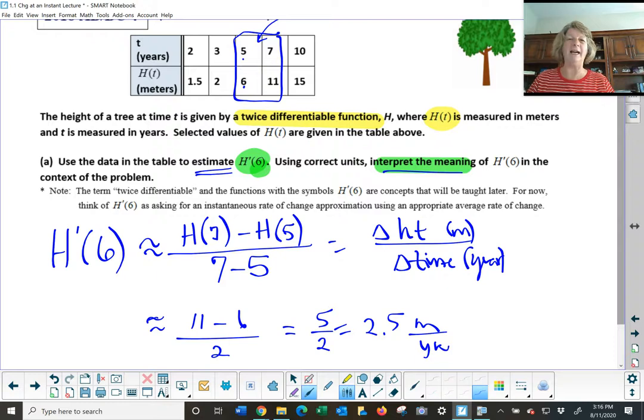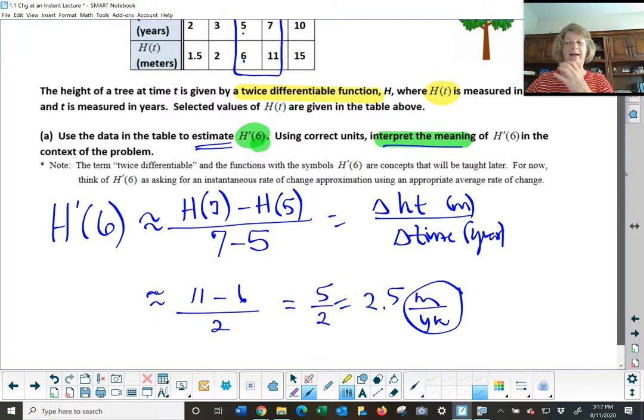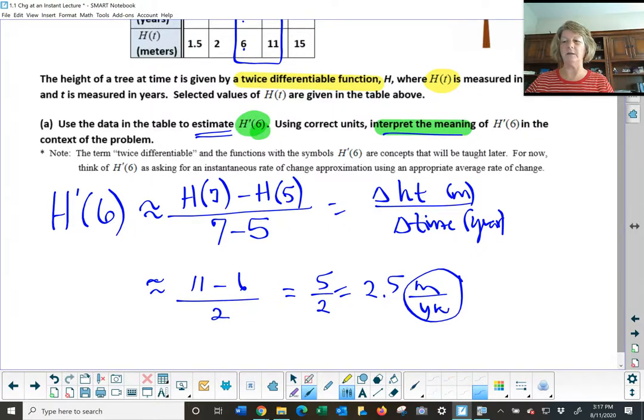Interpret the meaning. Well, we kind of just described that. You know what? Unit labels will help us immensely, won't it? This is the rate at which we expect the tree to grow at year 6: 2.5 meters per year. All right. So that gives you just a little flavor of what AP Calculus questions look like. They often have you interpret. That gets back to that communicating math idea. And notice all the notation. Oh, it's so rich. I love it.